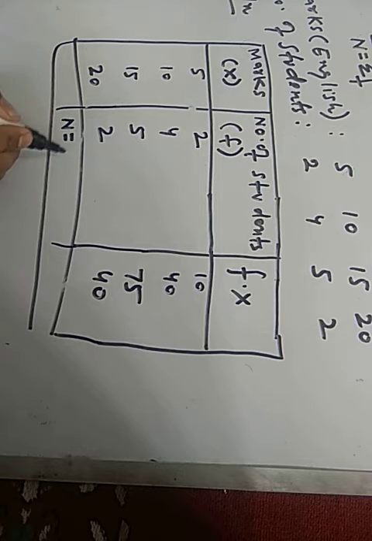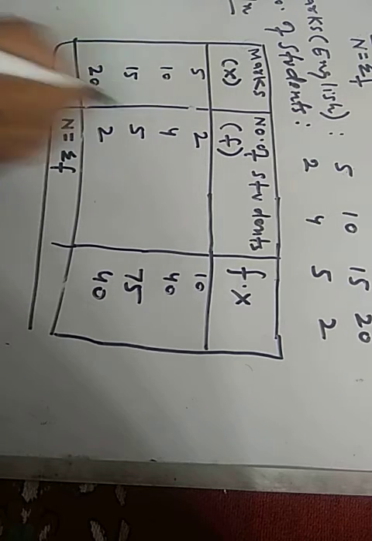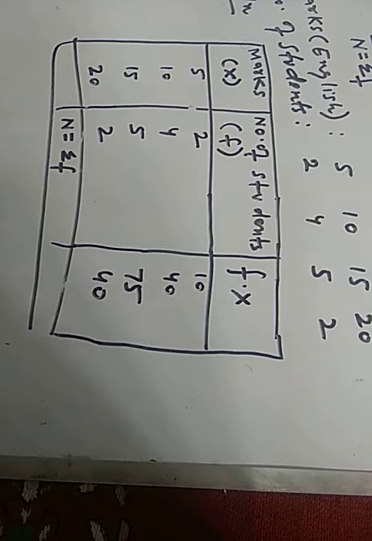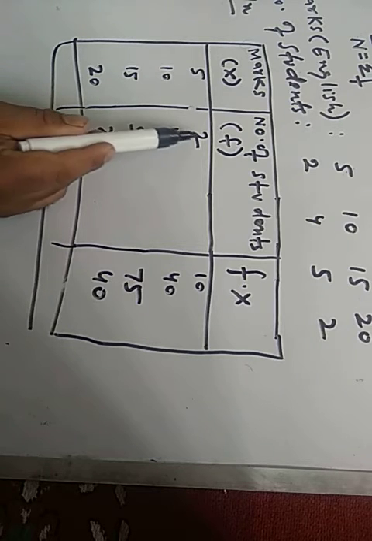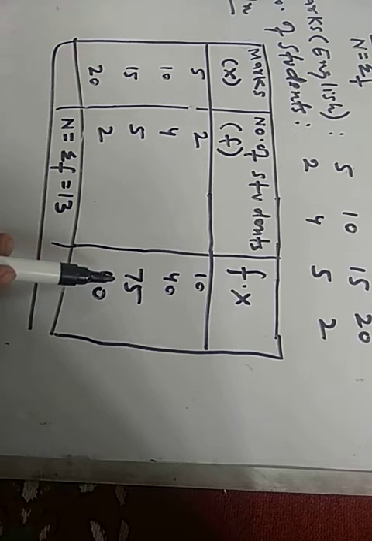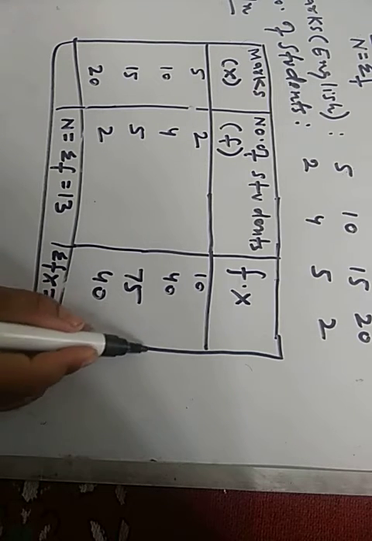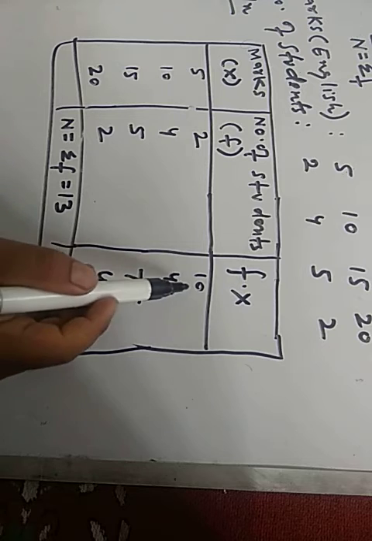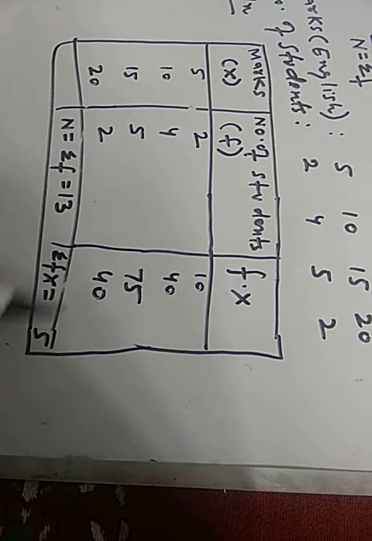N, that is sigma f, that is adding up of these frequencies, summation of f values, it will be equal to 13. And sigma fx, it will be equal to 165.